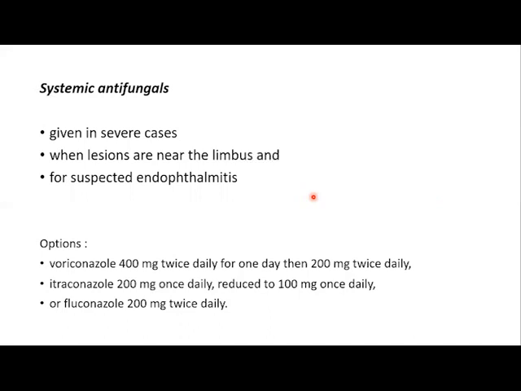Systemic antifungal is given in severe cases, when lesions are near the limbus, and for suspected endophthalmitis. Options are voriconazole, itraconazole, or fluconazole. Voriconazole is 400 milligram twice daily for 1 day, then 200 milligram twice daily. Itraconazole is 200 milligram once daily reduced to 100 milligram once daily, and fluconazole is 200 milligram twice daily.